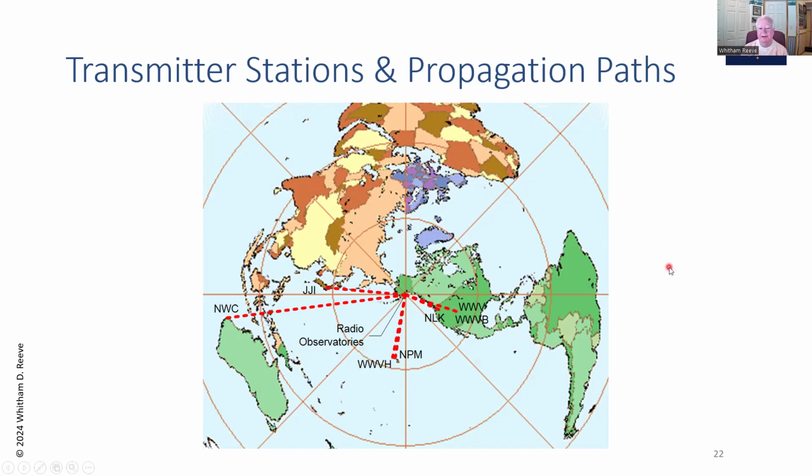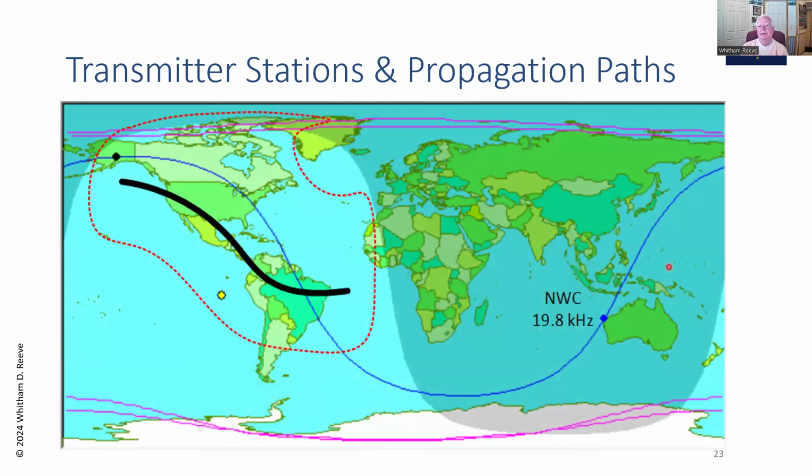So I used VLF loop antennas, and they're directional, so I had to do some compromising on the way that they were pointed. Now, I did one of these plots shown here for every one of those stations. This plot shows a world map. Here's Coho up here in Alaska. And this is the Great Circle propagation path to Northwest Cape in Australia.